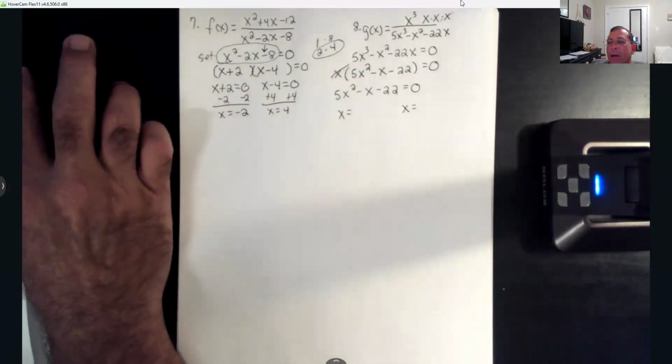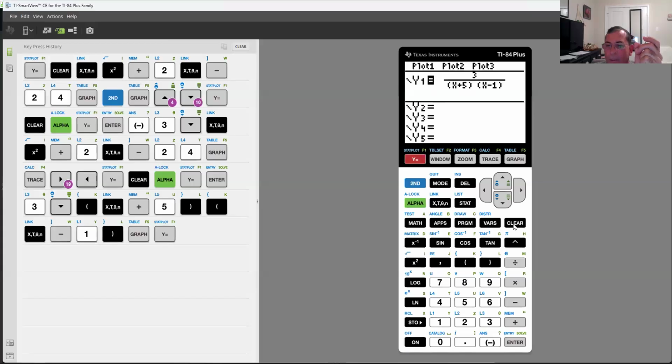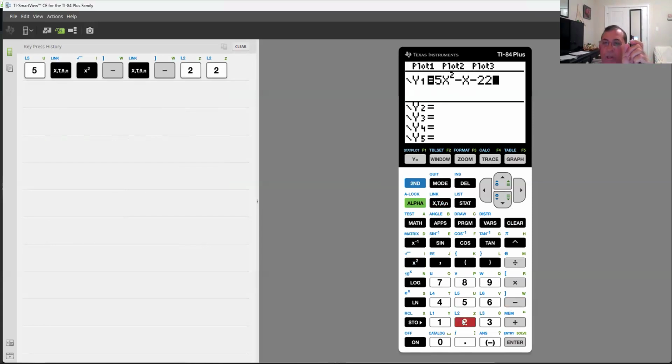Now, let's go to graph this. I'm going to show you a trick I had to show y'all last Friday. So y'all let me clear everything out. Now I'm only worried about the 5x squared minus x minus 22. So let's graph it and see if we can find anywhere where it's crossing the x-axis.